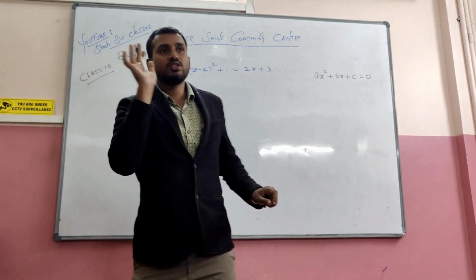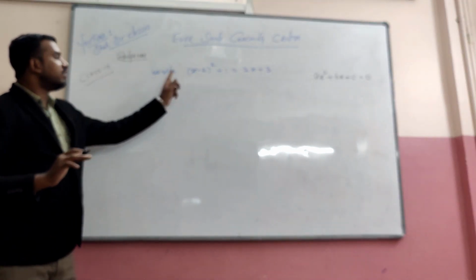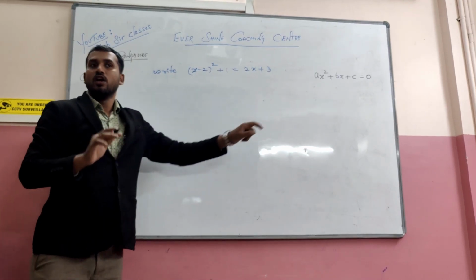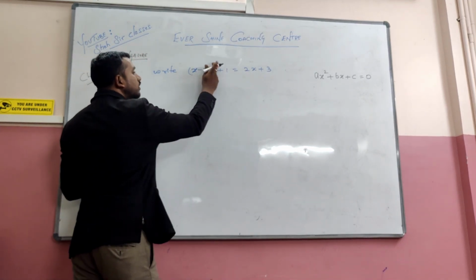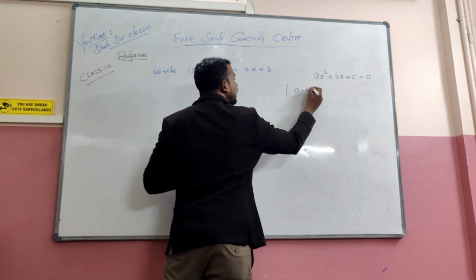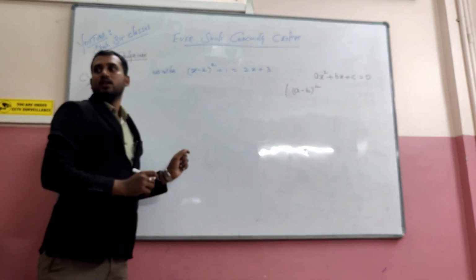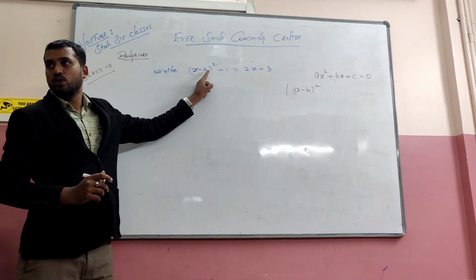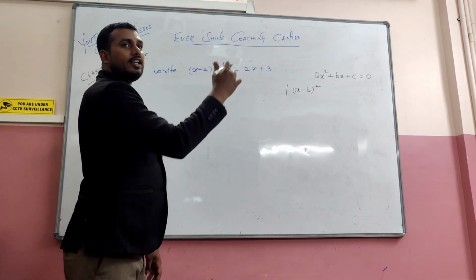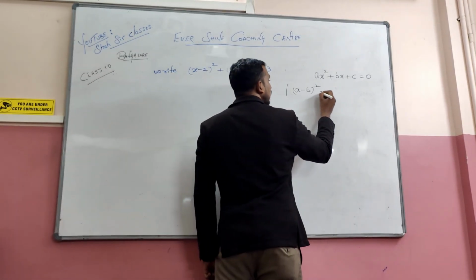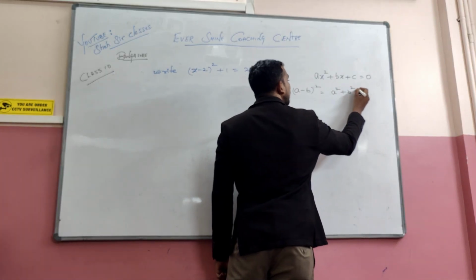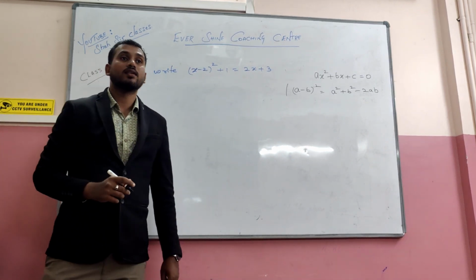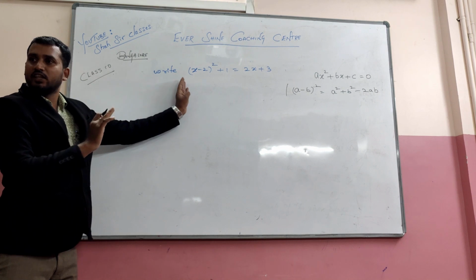Now first let me reduce this into its simplest form. As we can see, (x minus 2) whole square plus 1 equals 2x plus 3. This (x minus 2) whole square is in the form of (a minus b) whole square. a means x, b means 2. What is the identity of (a minus b) whole square? a square plus b square minus 2ab. Correct? Do you remember?